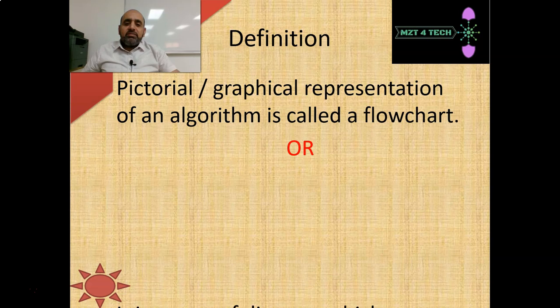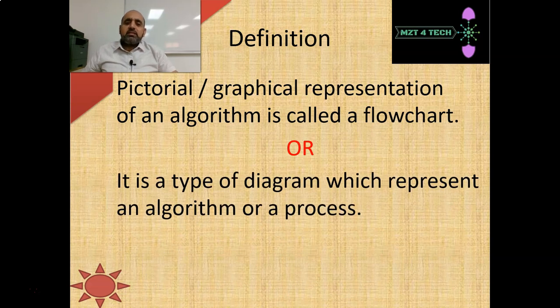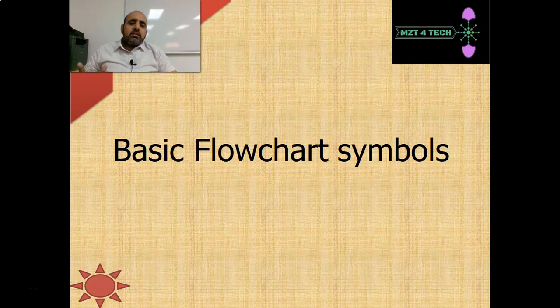We can define a flowchart in a second way also, that it is a type of diagram which represents an algorithm or a process. Now there are certain flowchart symbols which are used in a flowchart. So we will be discussing the basic ones.